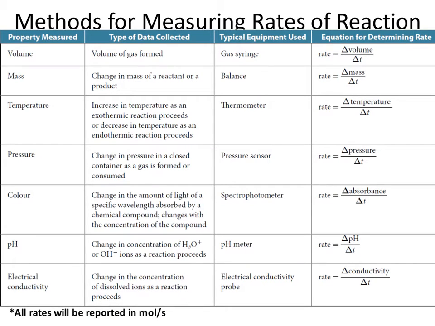So you can see that we have a lot of different methods available to us. It just depends on what the reaction is and what's being produced. For example, if we have a colorless solution that produces another colorless solution, we wouldn't be able to use a spectrophotometer or the color. We'd have to use something else. But hopefully it evolves a gas. If it evolves a gas, we can look at volume, we can look at pressure, we can also look at change in mass. So there's a bunch of different methods, and they should yield the same rate regardless of which method you choose.